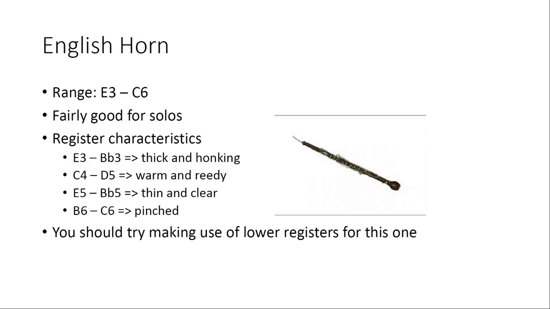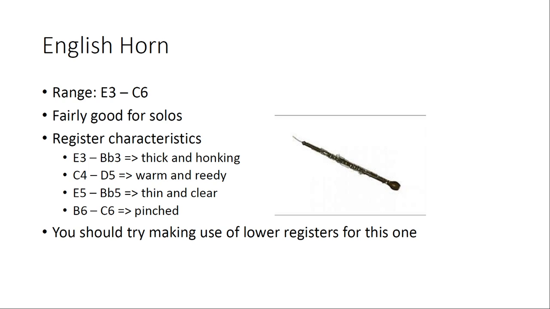This one we can actually play on guitar. So the E3 is basically the D string, 2nd fret, and C6 is the thin E string, 20th fret. That's the range.